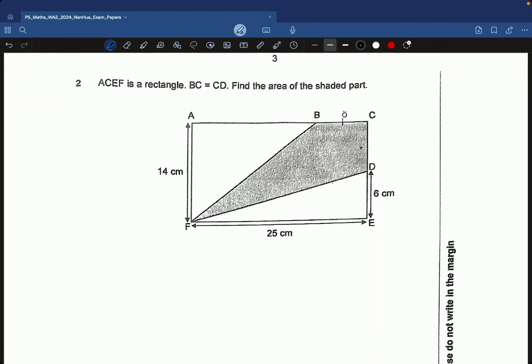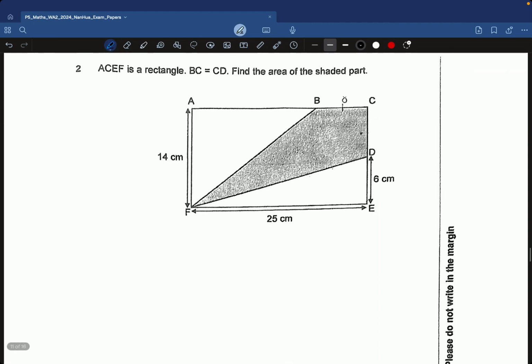Question 2. In this, there's actually 2 ways to do it. So I'm going to do the first way. Here ACF is a rectangle, BC equal to CD. So this is equal to this. Find the area of the shaded part. Okay, so I'm going to put here, this is the same as over here.